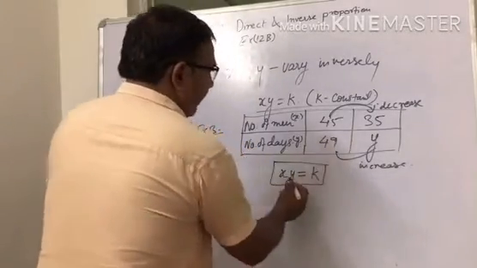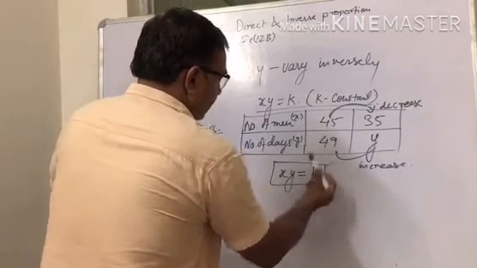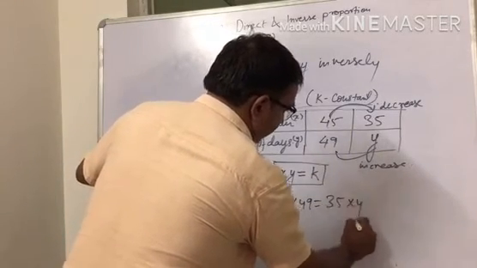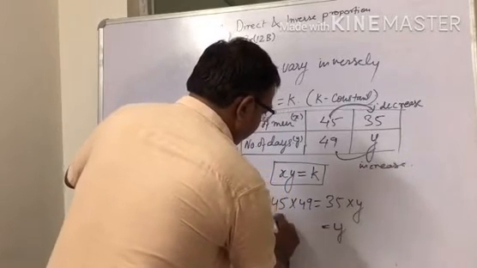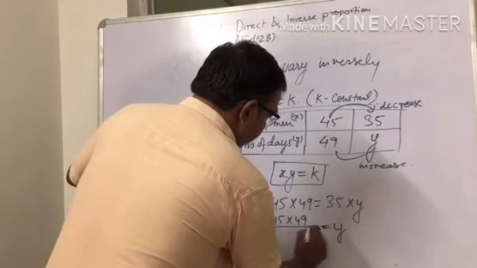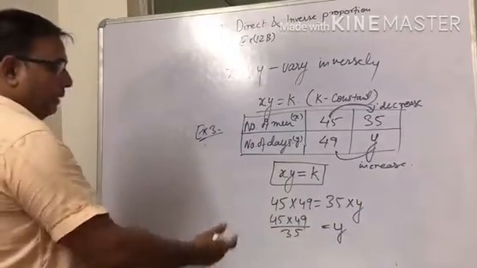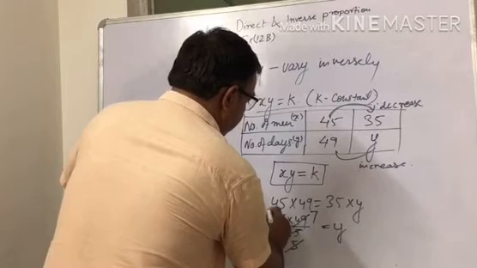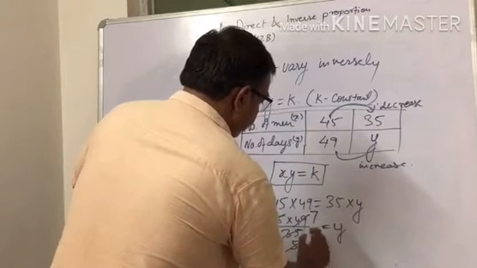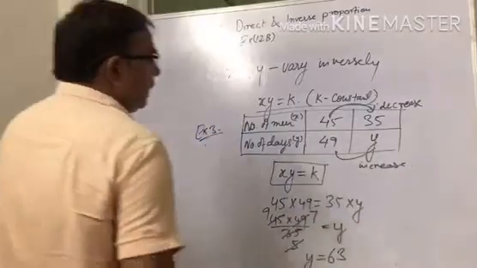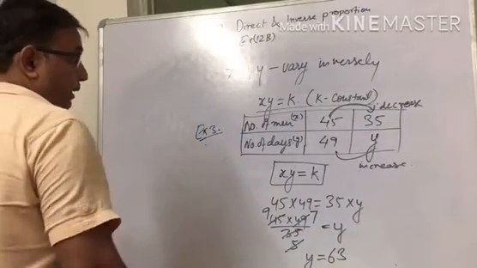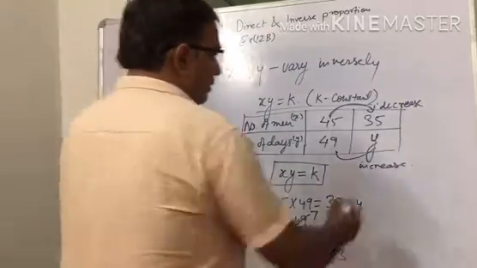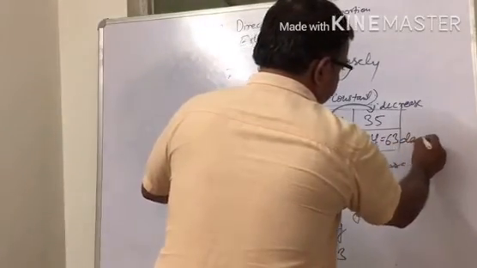How? So x is this, y is this, means 45 times 49 is equal to 35 times y. So y is equal to 45 times 49 upon 35. Now all the numbers are divisible by 7. 7, 7. This is 5 and this is 9. So y is equal to 9 times 7, which is 63. So the same piece of work is finished in 63 days by 35 men. Means y is equal to 63 days.